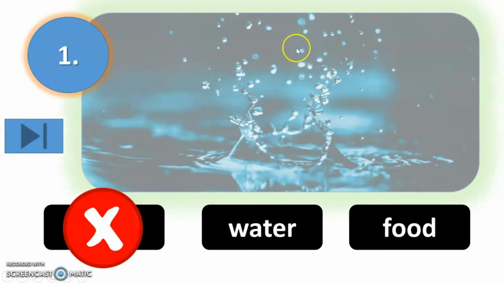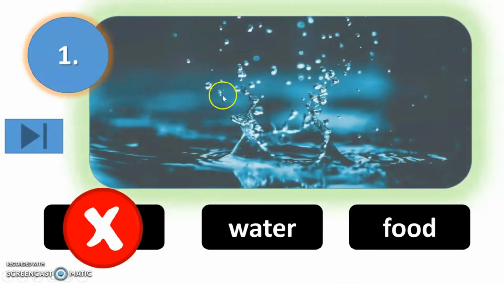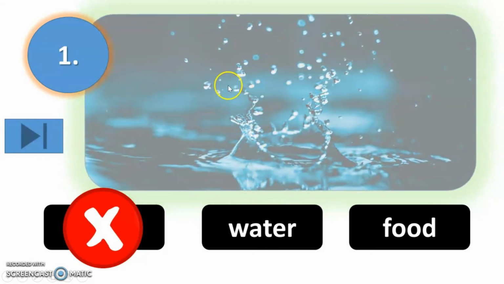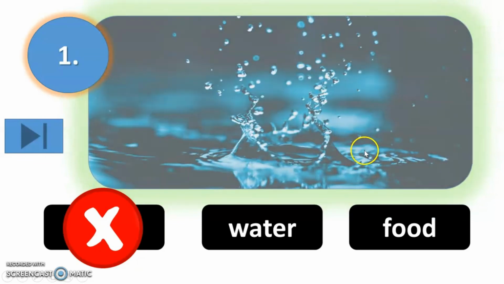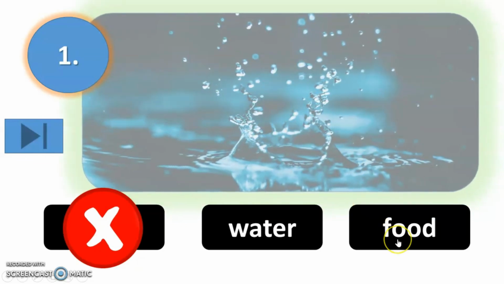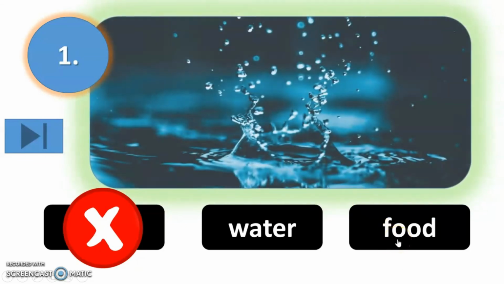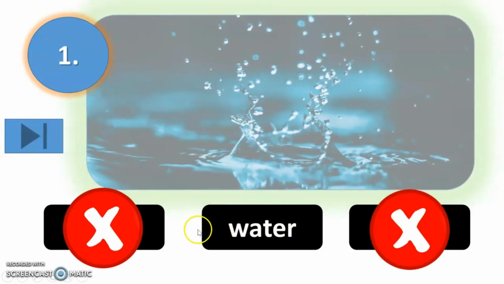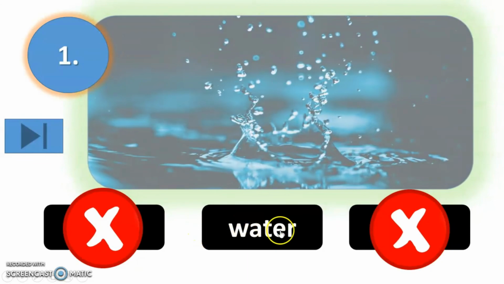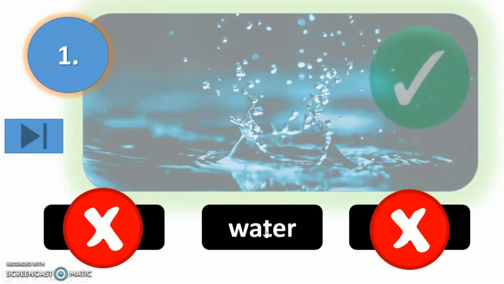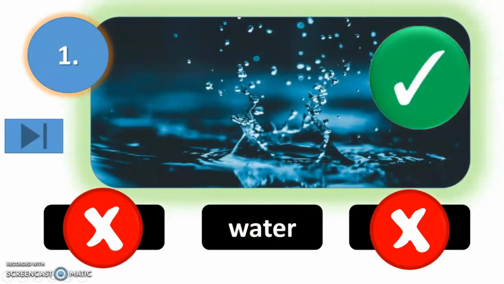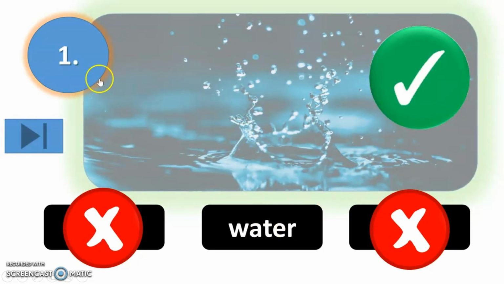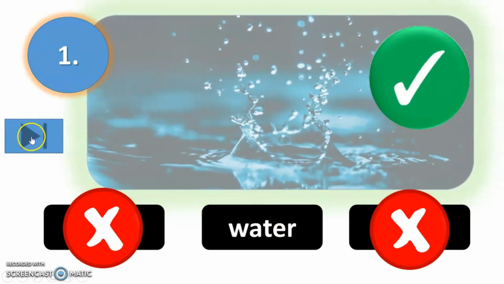So, what do you call this? For us to have our body temperature become normal. Is that food? Let's check. No, it's not. So the answer is, obviously, water. Correct, it's water. Okay, what's next? Number 2.